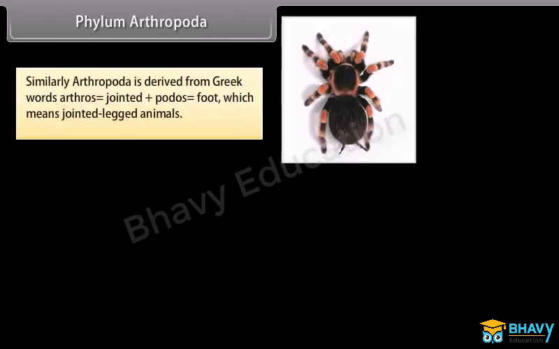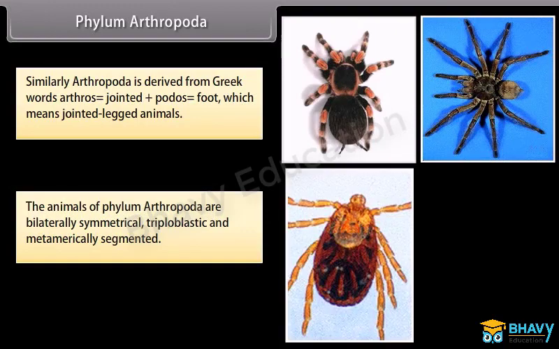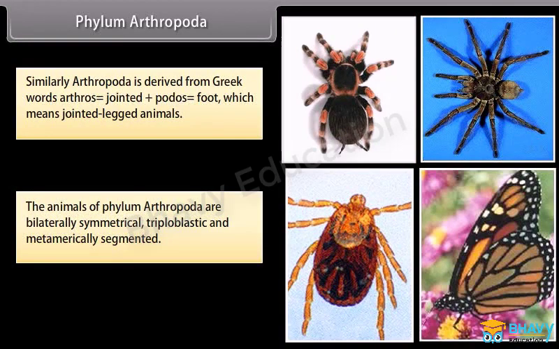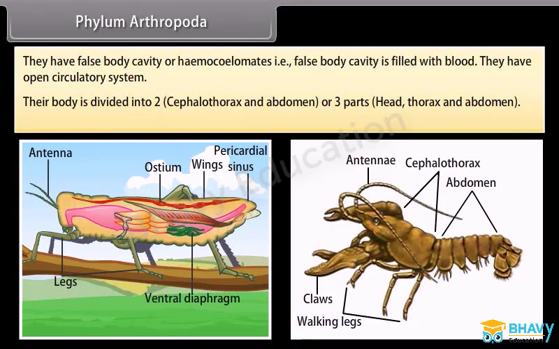Phylum Arthropoda. Similarly, Arthropoda is derived from Greek words arthros, which is jointed, plus podos, which is foot, which means jointed-legged animals. The animals of Phylum Arthropoda are bilaterally symmetrical, triploblastic, and metamerically segmented. They have a false body cavity, or hemocoel, that is, the false body cavity is filled with blood. They have an open circulatory system. Their body is divided into two parts, cephalothorax and abdomen, or three parts, head, thorax, and abdomen.